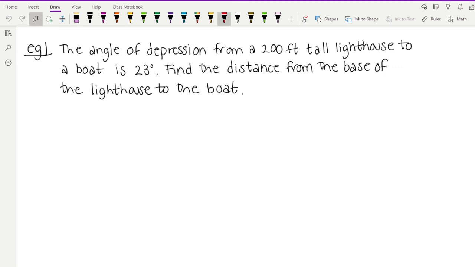So I'm going to start by drawing a picture. I'm going to try to draw a lighthouse my best. We'll see how it comes out. So something like this.